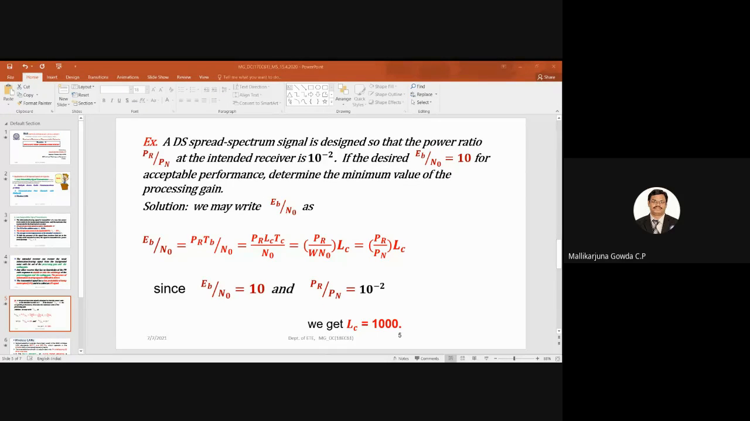Voluntarily, who can just sum up this concept, low detectability signal? Before I call your names, on a voluntary basis, people should come forward and sum up. Already I have indicated, overall you are not at all active in the class.